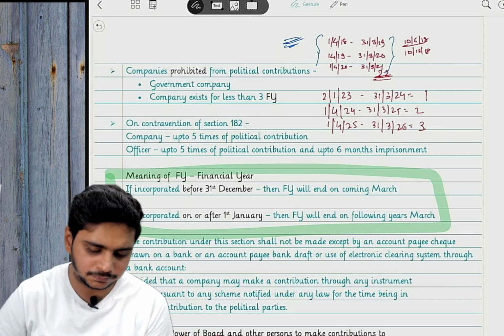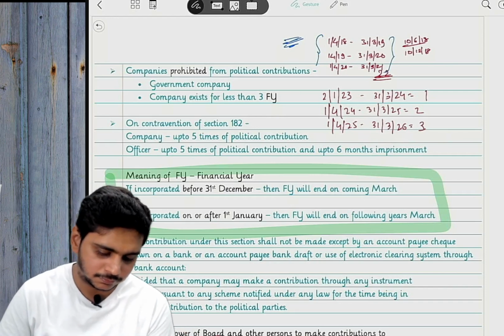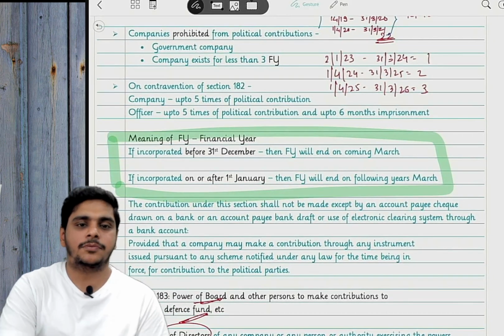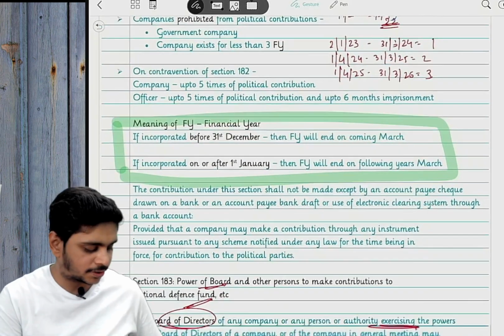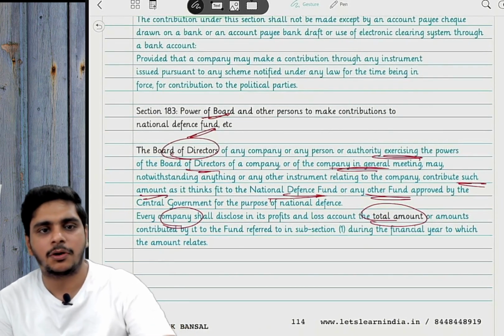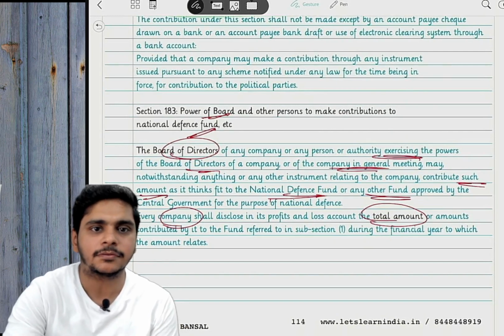Anish? So 181 was charitable contribution, 182 was political contribution. Very simple. 183. So let's do one more section so that all things get connected with each other.